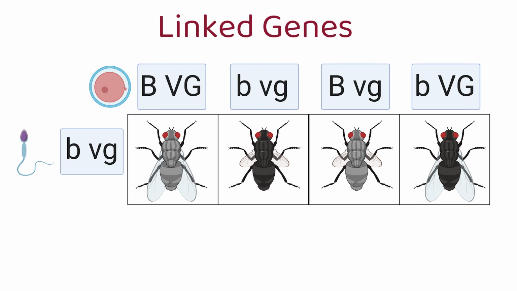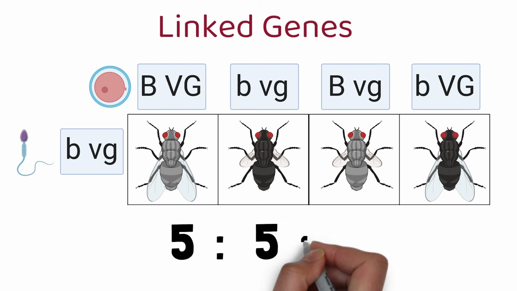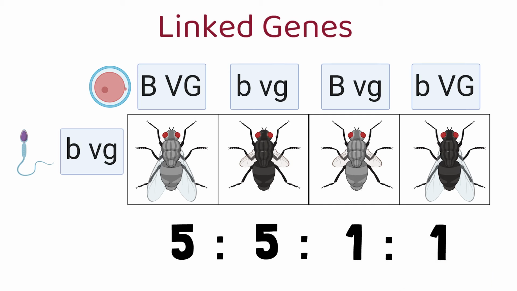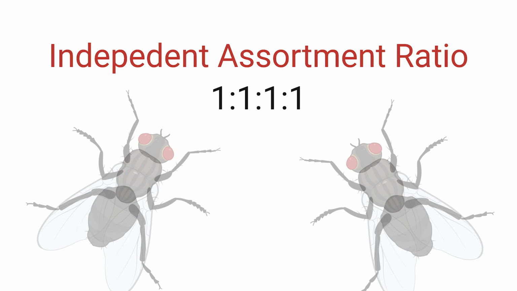However, that is not exactly what Morgan found. Morgan's results were closer to 5-to-5-to-1-to-1. What does this mean? It means that the gene linkage is not 100%. Scientists can use ratios discovered in hybrid crosses like this to map out how close genes are on a single chromosome. Genes that are farther apart will have offspring ratios closer to independent assortment values, and those that are closer together will have ratios that are farther from independent assortment values.